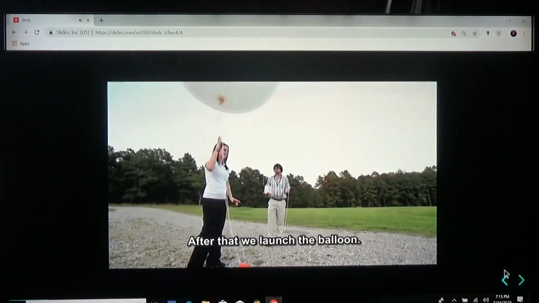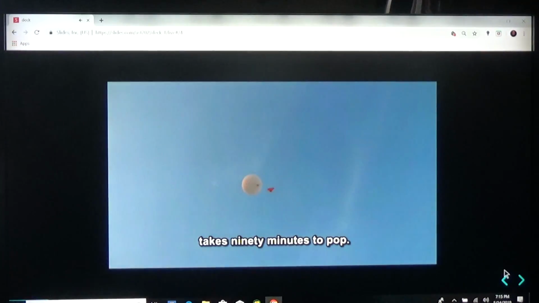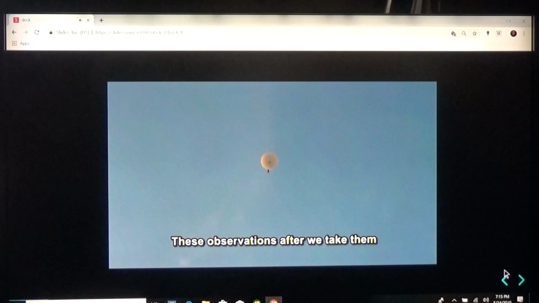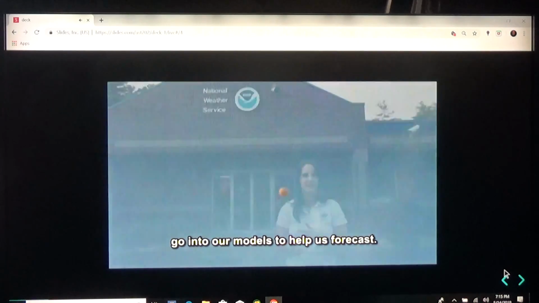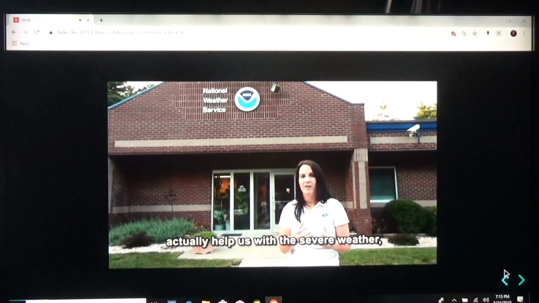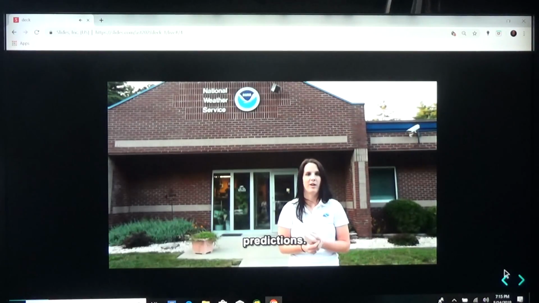After that, we launch the balloon. It gets to about 100,000 feet, takes 90 minutes to pop, and then we quality control and monitor the data for the next 90 minutes. These observations, after we take them, are carefully quality controlled by our staff, and then all of the observations go into our models to help us forecast. We also use the raw sounding data to actually help us with severe weather, rain-snow lines when it comes to winter weather, and also helping us out with various other temperature and dew point predictions.